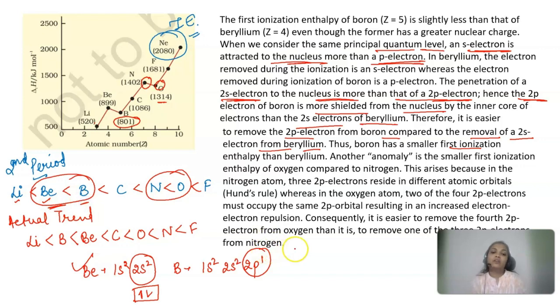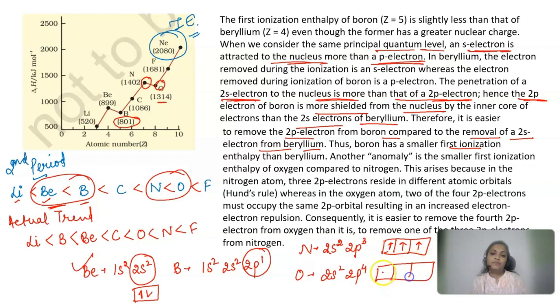Now the second anomalous behavior comes in nitrogen and oxygen. Now write the configuration of nitrogen. It is 2s2, I'm not writing 1s, okay? It is 2s2 2p3. If I am drawing the 2p3 orbitals, all the electrons go like this according to Hund's rule. And in oxygen, it is 2s2 2p4. So for 2p4 you can draw 1, 2, 3 and then 4.